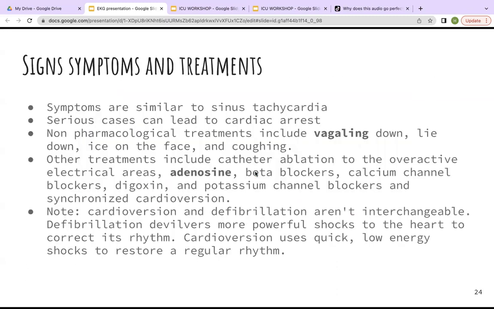Symptoms are going to be very similar to the tachycardia slide. Serious cases can lead to cardiac arrest. So some things you can do to help go back into a normal rhythm are vagal maneuvers, laying down, ice on the face, and coughing. So if you have a grown patient, you could tell them to bear down, blow through a straw. But think about your pediatric patients.